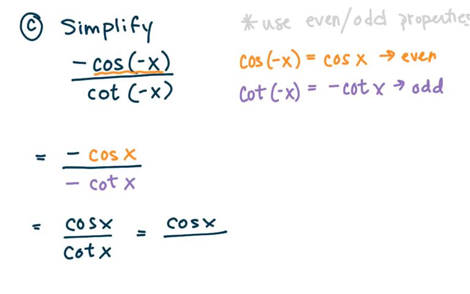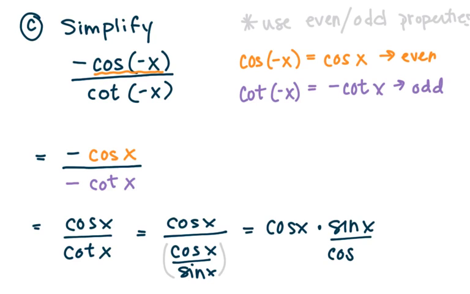Well, we know tangent is sine over cosine. That means cotangent is cosine x over sine of x. So if we think about copy, change, flip, division is multiplication by the reciprocal. This is cosine x times sine x over cosine x. You'll notice now that both my cosines cancel, and this simplifies to positive sine x.